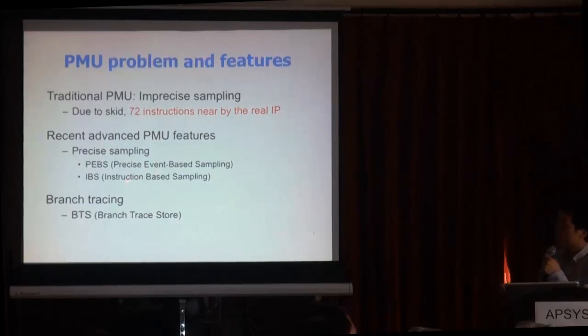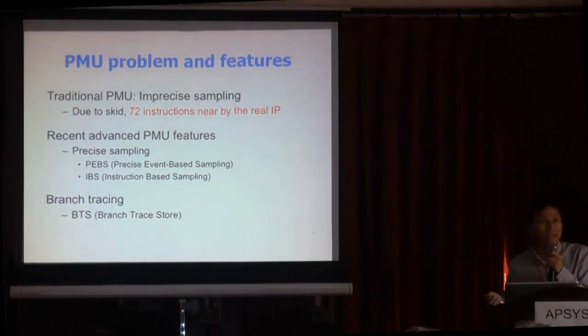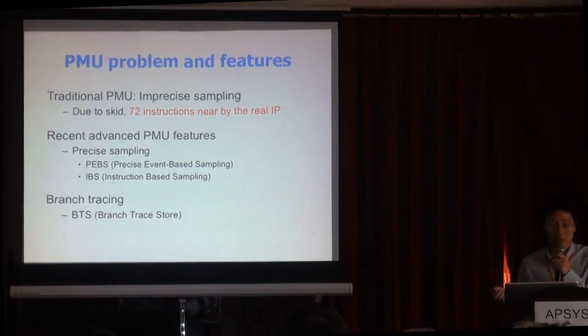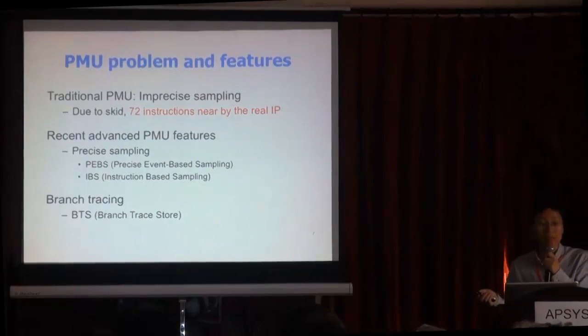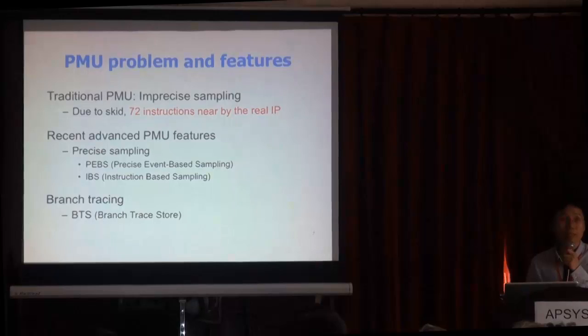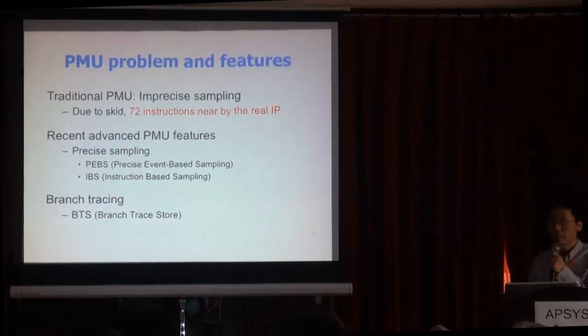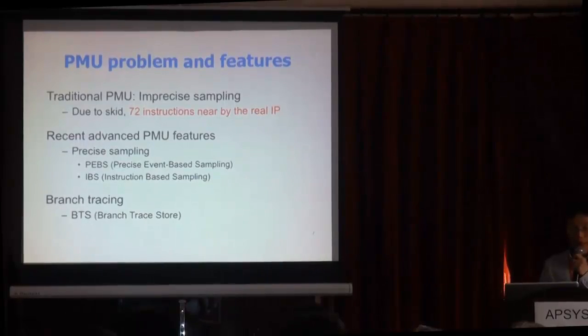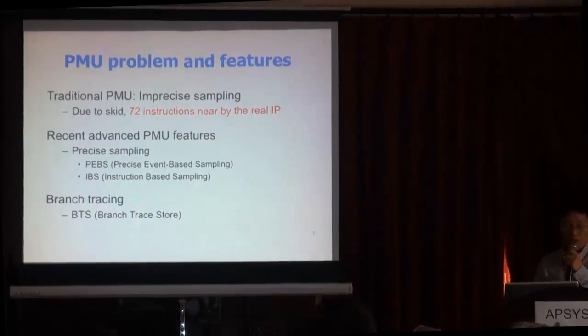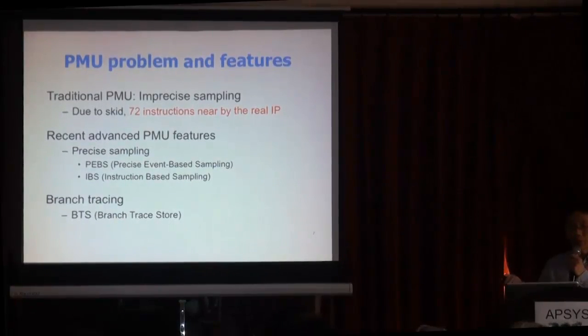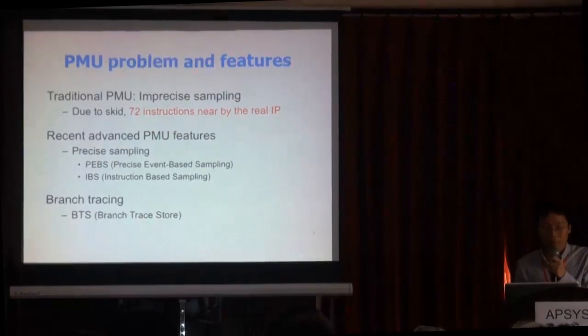So currently they can do some precise sampling. Intel has PEBS, called precise event-based sampling, and the IBS from AMD, called instruction-based sampling, can capture the exact instruction pointer where the sample happens. They also have some advanced features like branch tracing. For example, Intel has branch trace store.